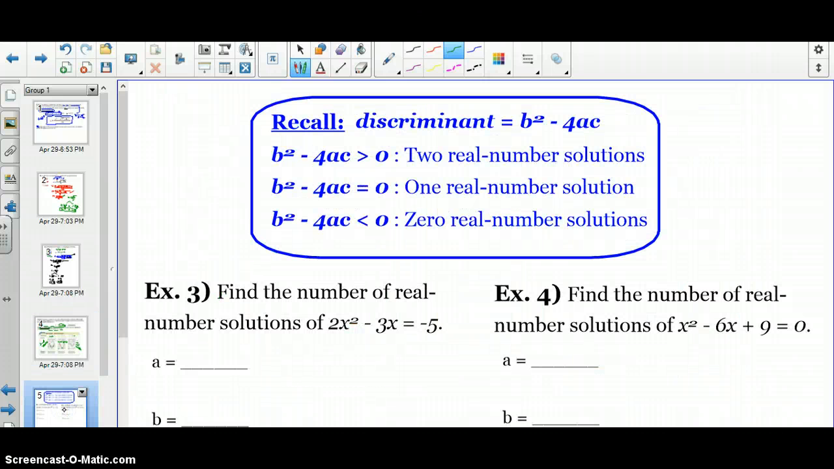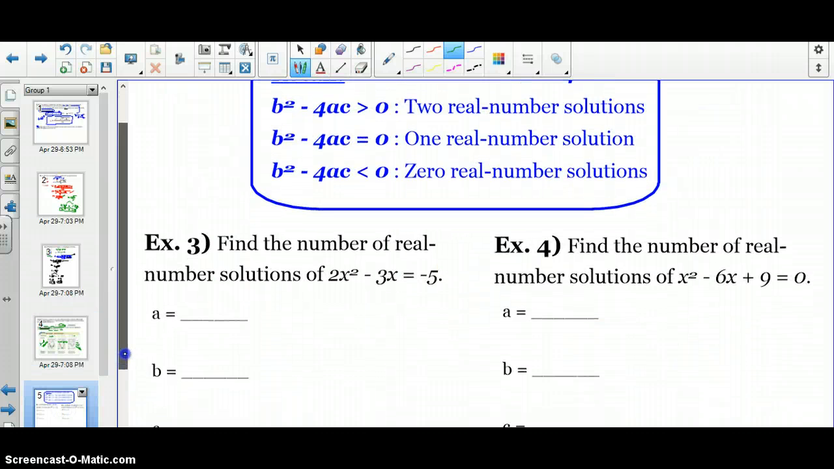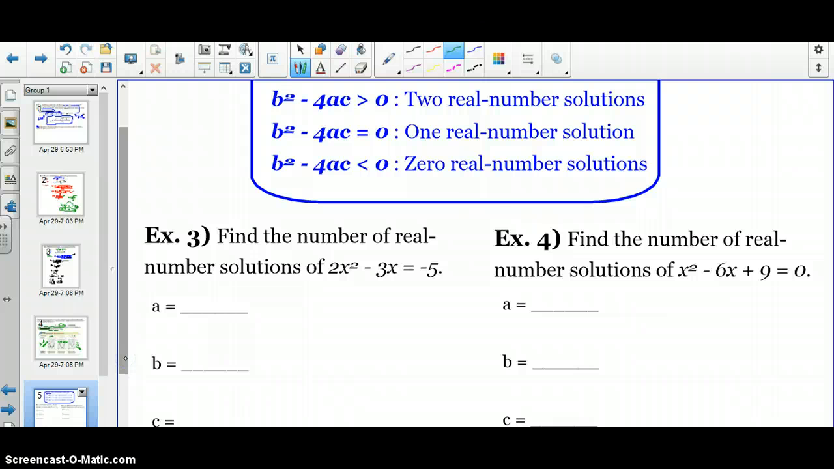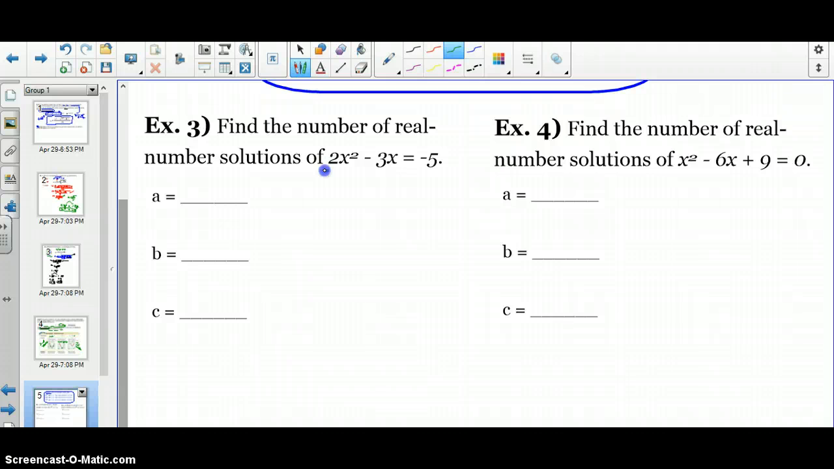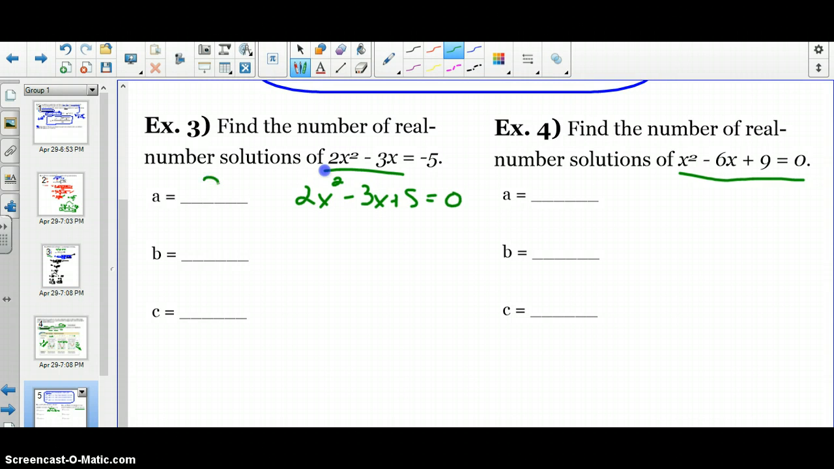So let's look at a couple examples here, and I've got sort of a reminder up at the top. We're going to identify whether these two quadratics have one real solution, two real solutions, or none. So let's put this in standard form. We've got 2x squared minus 3x plus 5 equals 0. Let's go through. A is 2, B is negative 3, C is 5.